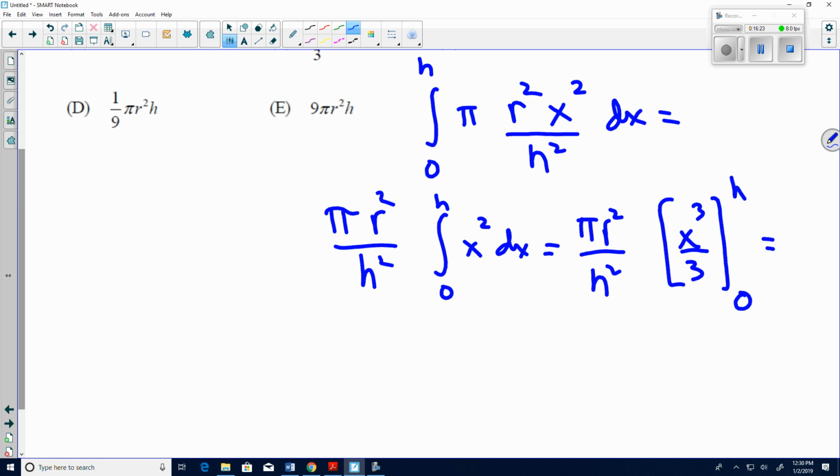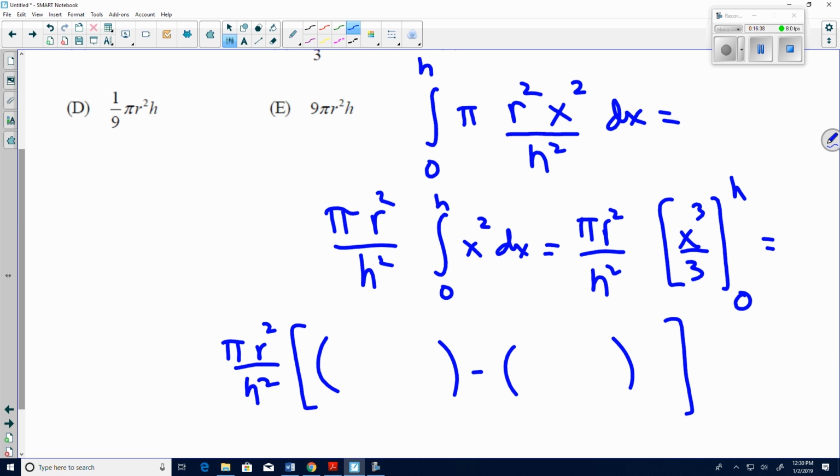So fundamental theorem part 1, here's our constants again, pi R squared, H squared. And then the fundamental theorem says we take the antiderivative, we substitute in the upper bound first, so that would be H cubed over 3, and then the lower bound second, which would be 0 cubed over 3. And now we just have to clean this up. Okay, so not terribly impossible.